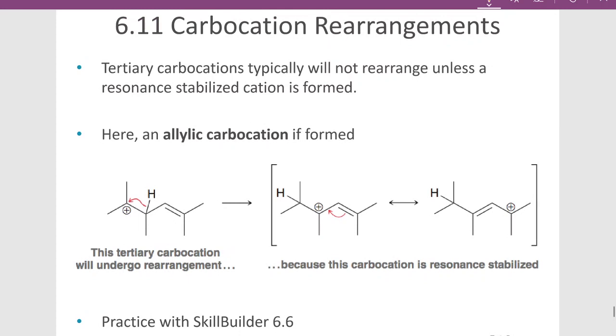So tertiary carbocations generally don't rearrange unless you can form something that's resonance stabilized, which will be more stable. So tertiary is about the same stability as allylic, but if you can form an allylic tertiary carbocation, that's even more stable. So here we have this hydride shift that's occurring because then we can put the positive charge on this carbon that now is allylic, and we can draw a resonance structure. So remember, resonance structures add stability.